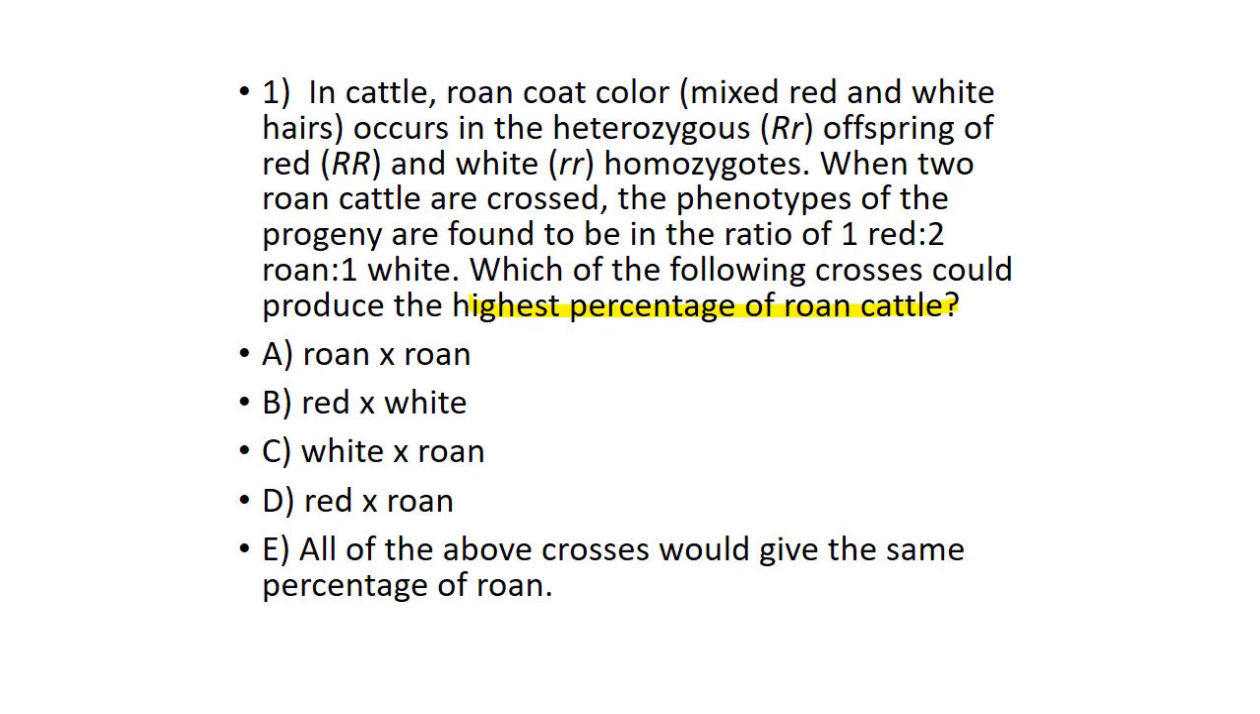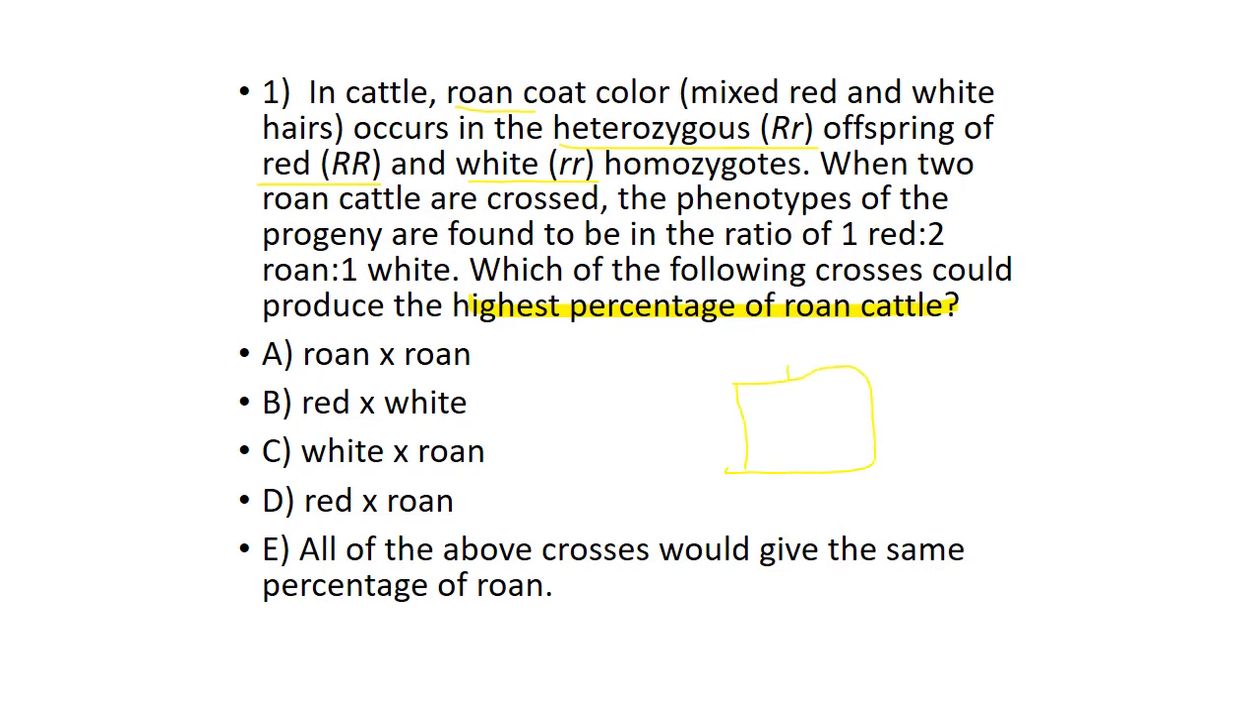So I'm going to underline it again. So red, white, and roan is the heterozygote, okay? So roan is heterozygous. Now, knowing this, which of these are going to give you the highest percentage of roan cattle? Let's do one of them together.